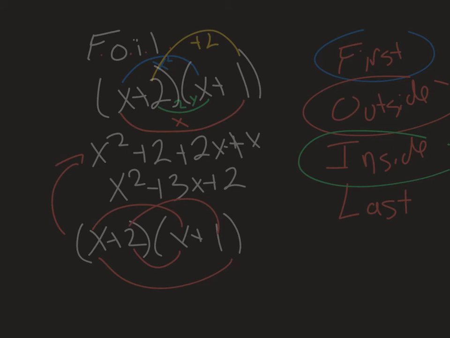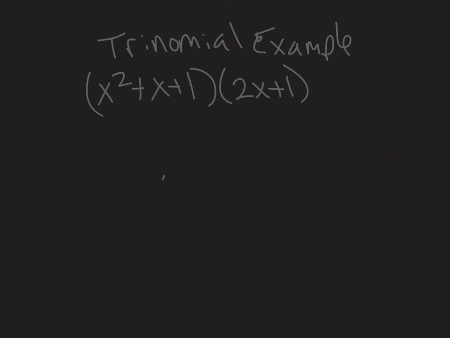However you like to think about it is fine, just whichever method works for you. Between FOIL, smiley guy, double distributive, all of them are totally valid methods, and it does not matter to me which one you use.